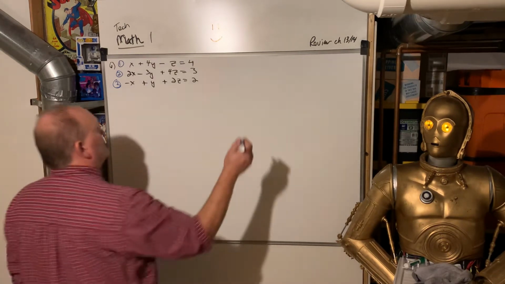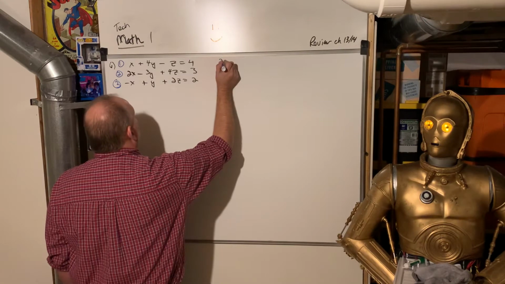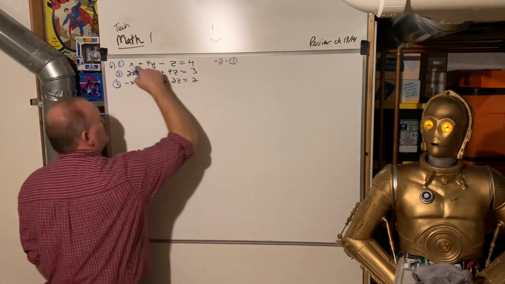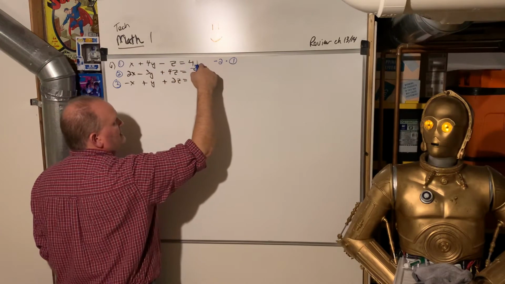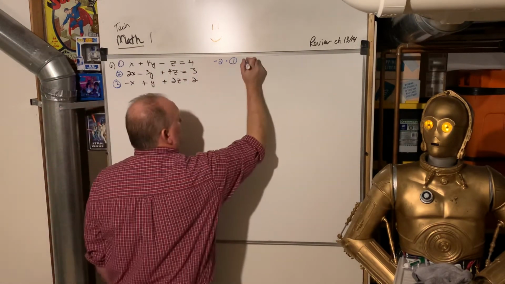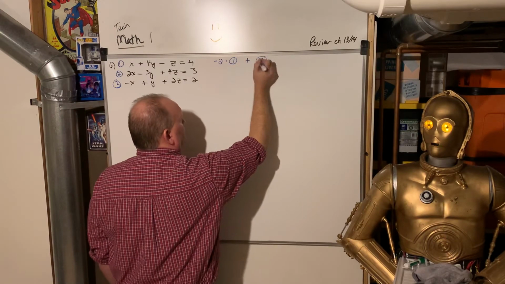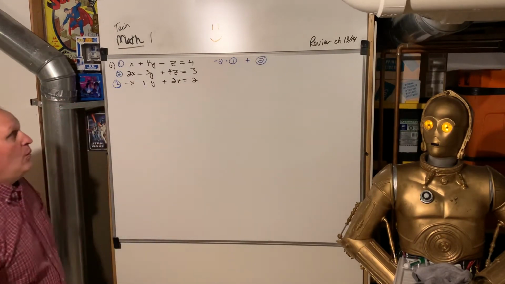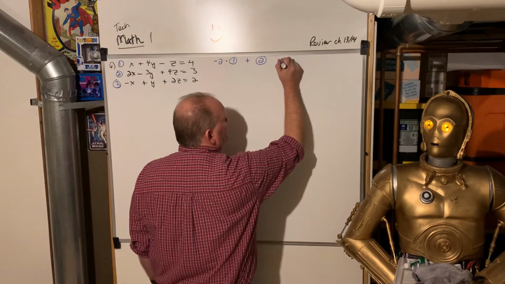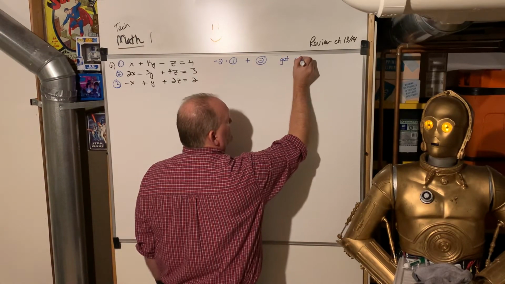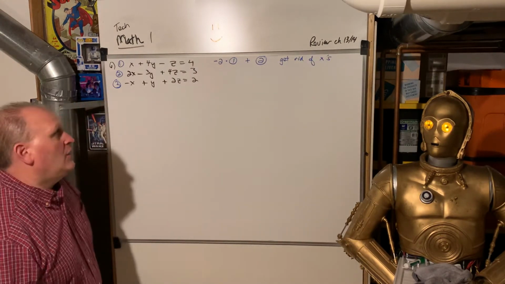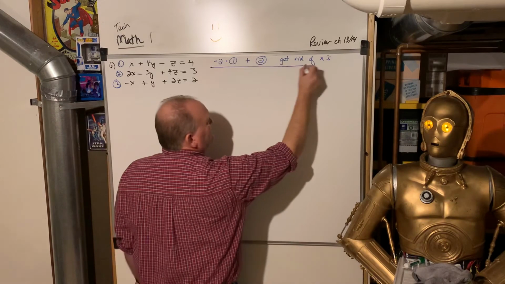And now I'll telegraph what I'm going to do and why I'm going to do it. I'm going to take negative 2 times circle 1. So I'm going to take negative 2 times everything in this line, and I'm going to add it to circle 2. That I'm not going to do anything to. What is that going to result in? That's going to result in me getting rid of the x's.